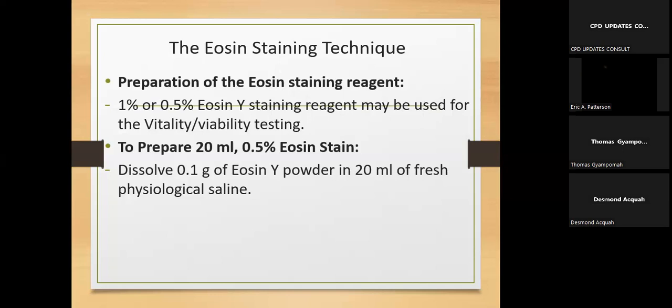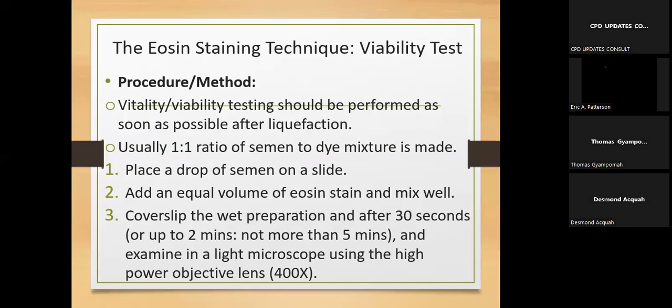All right, so let's move on. Now you have prepared your reagent. You have your 0.5% eosin Y sitting down. If you want to do a test, usually it's a 1-to-1 ratio of the semen to the dye. And what is our dye here? Yes, eosin Y.